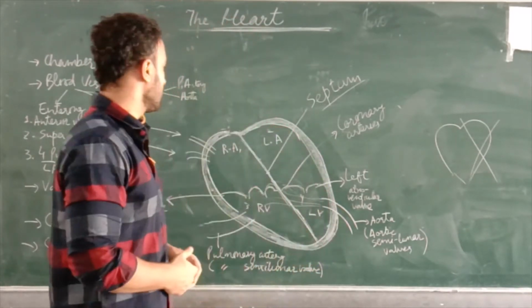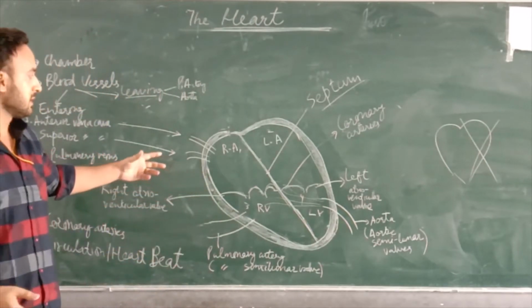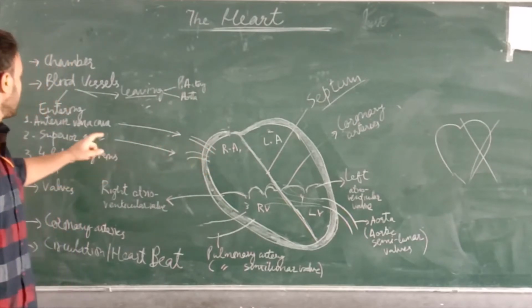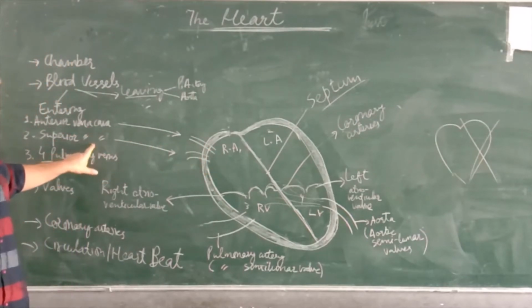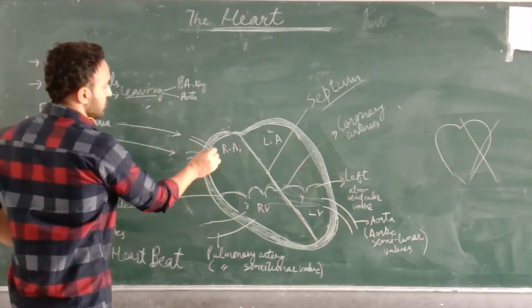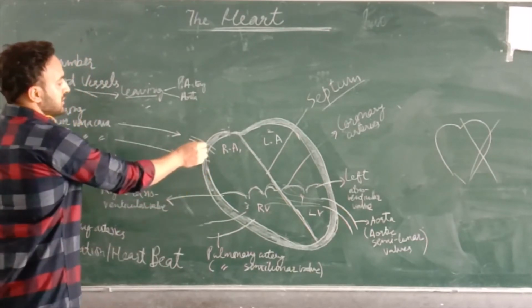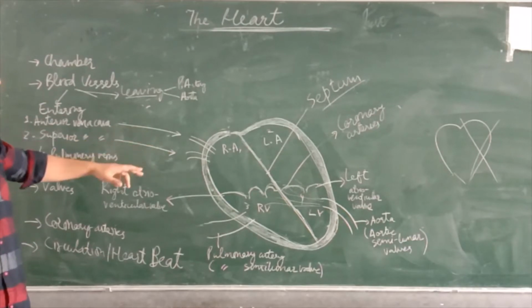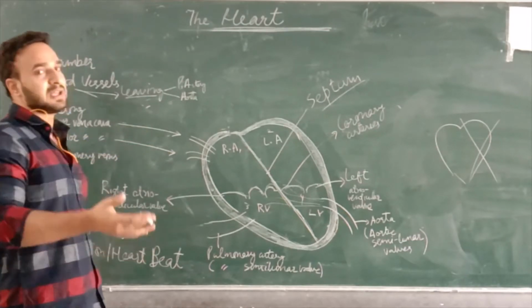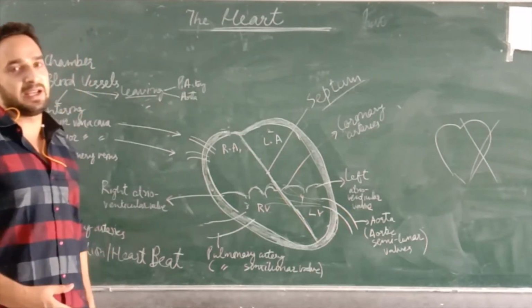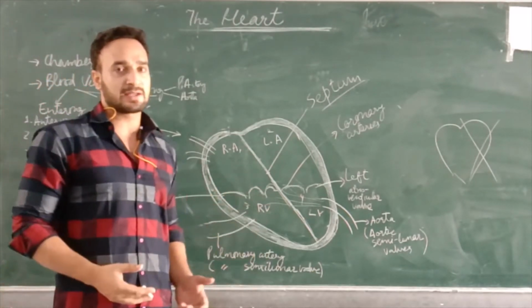Right? The two blood vessels that are entering the right auricle are the anterior vena cava and the posterior vena cava. This is the anterior vena cava and this is the posterior vena cava. The anterior vena cava, or superior vena cava, is collecting blood from the upper parts of the body like the head, brain, shoulders, arms, and chest, right?